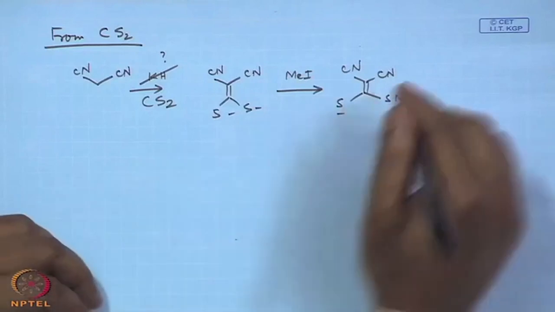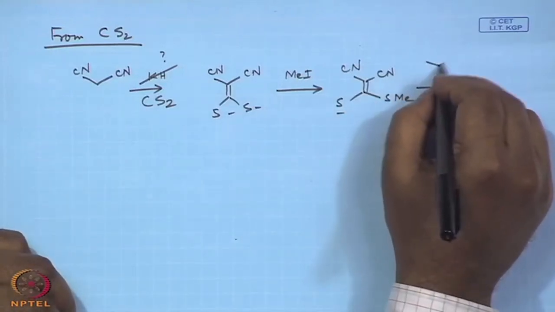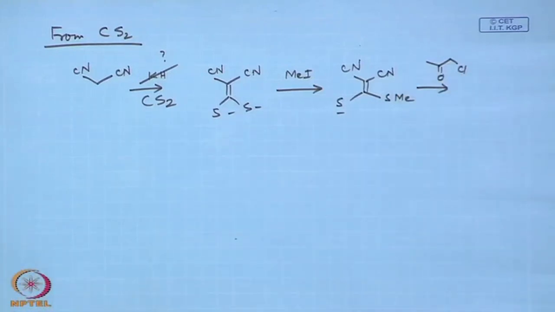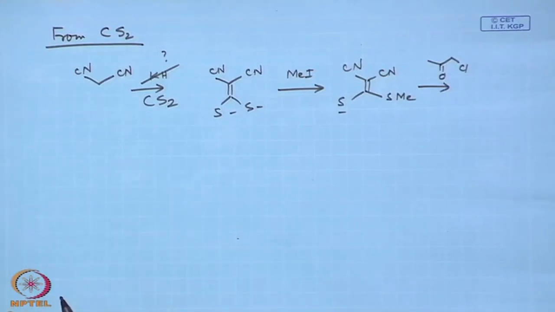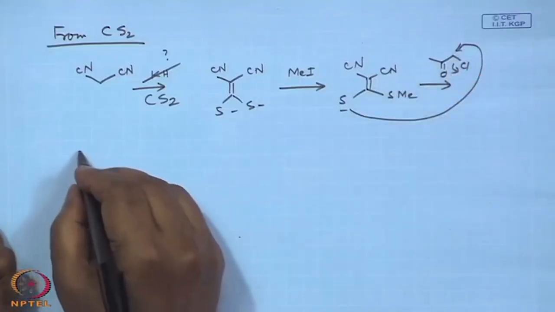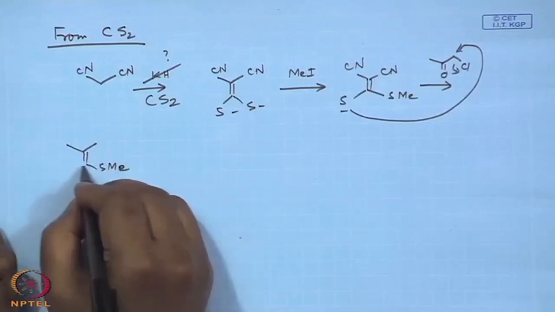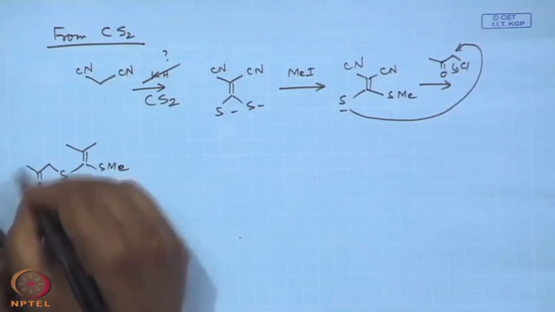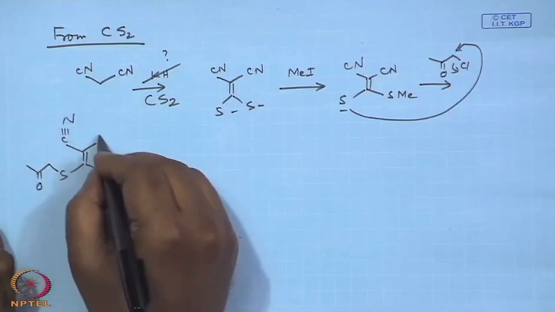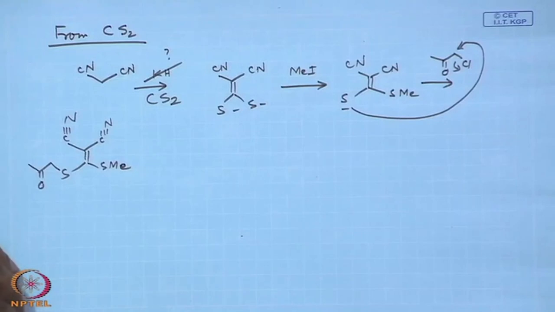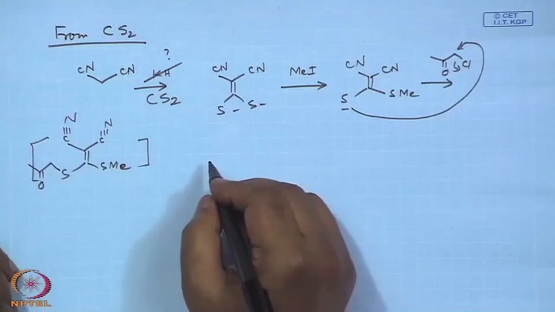Next, in this example chloroacetone is used, and what is expected here? Unlike the furan synthesis, where the reaction normally goes first with an aldol condensation, here you have sulfur. Sulfur is a softer nucleophile, so it would displace the chlorine. So you will expect SMe and then one sulfur, then the acetone part, and then this is cyano and this is cyano. Of course, once you have this, what next?